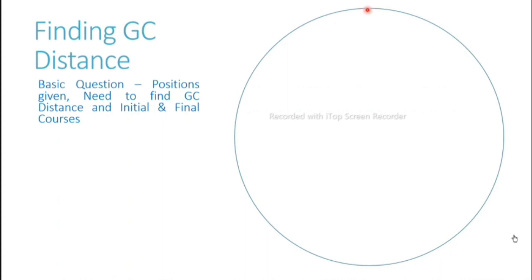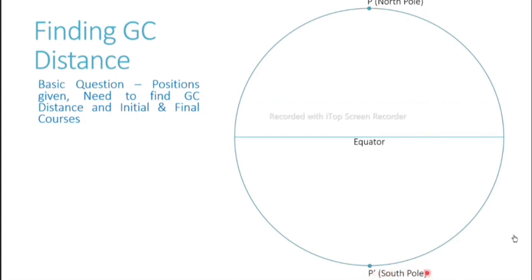So we have the Earth here in our diagram. Let's show the equator also. You can see the equator in our plot. Now let's plot the poles, initial and final positions in this diagram. You can see the North Pole at the topmost location, and you can also see the South Pole being marked in the diagram.